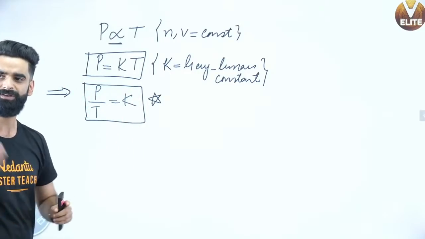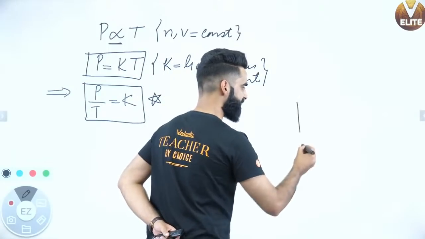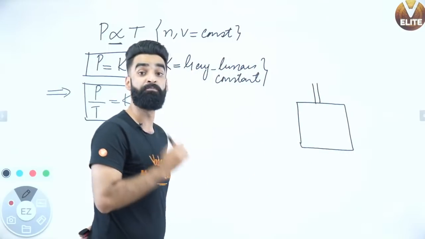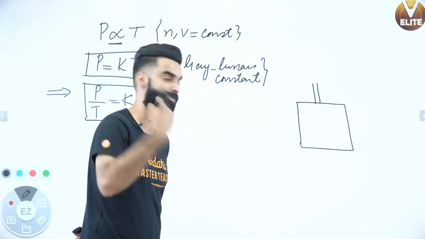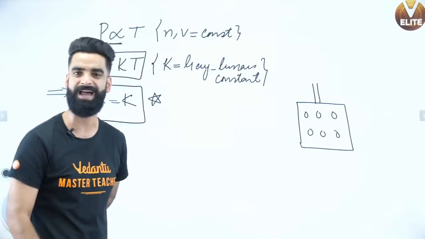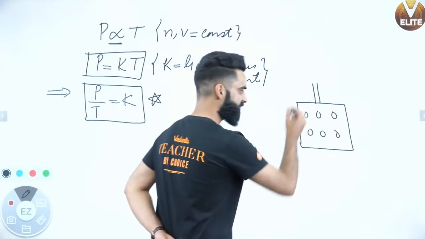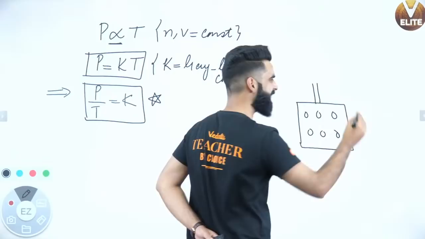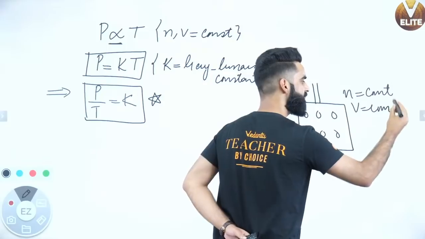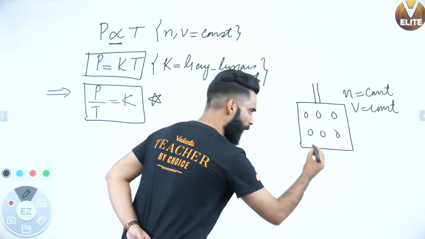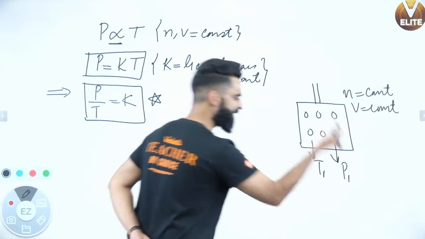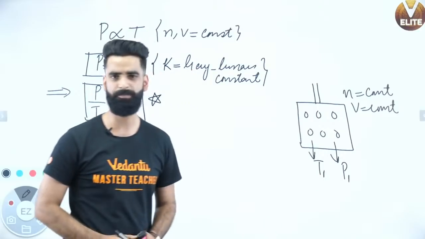Why am I remembering this equation? Very, very simple. Have a look. For example, I have a container in which I'm using a non-movable piston. Why am I using a non-movable piston? Because I want the volume of the gas to be fixed, constant. Let's say the container is closed on all sides, so the number of moles is already constant, and the volume of the gas is constant, fixed, right? Let's assume when the temperature of the gas was T1, its pressure was P1, okay?